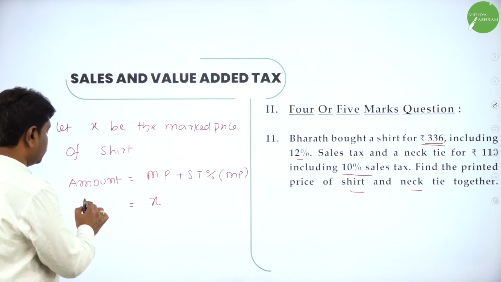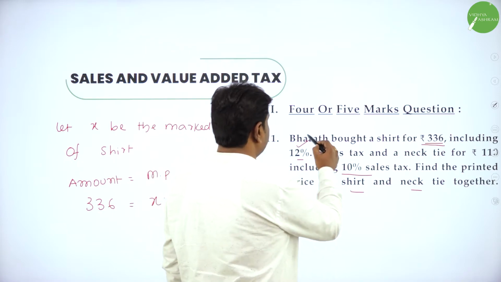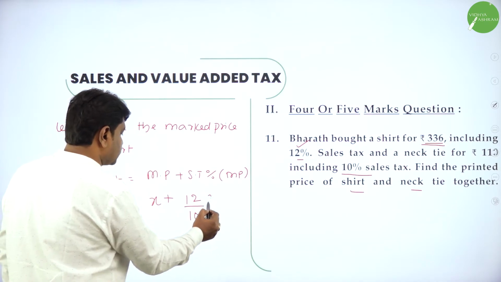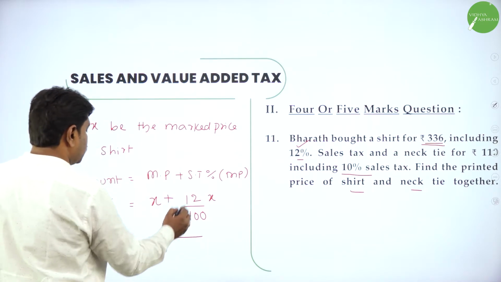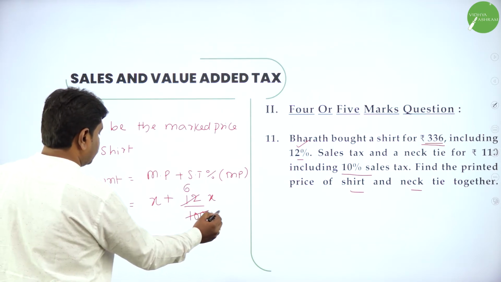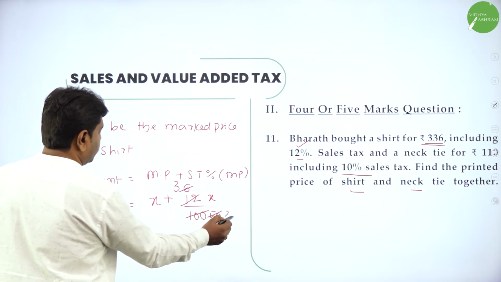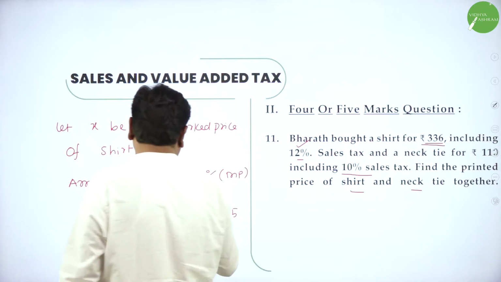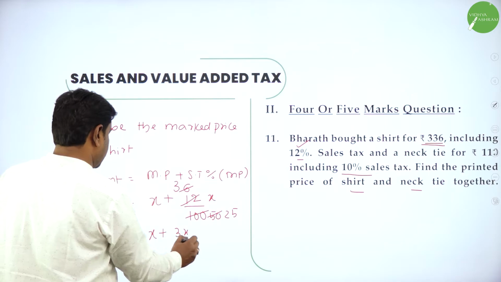So the LHS I can write as 336 plus the sale tax percentage. What is the percentage of sale tax they told? 12% sale tax. So 12% sale tax is 12 by 100 of X rupees. Now simplify this. If you take the LCM, or you can divide also: 2 6s are 12, 2 50s are 100, again 2 3s are 6, 2 25s are 50. Simplify as much, then we can continue. So we are left with X plus 3X by 25.